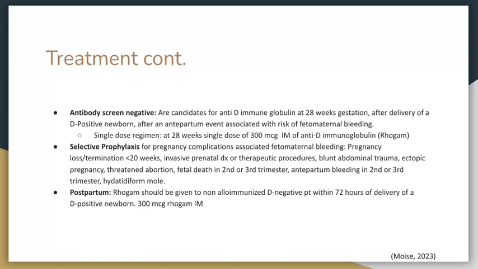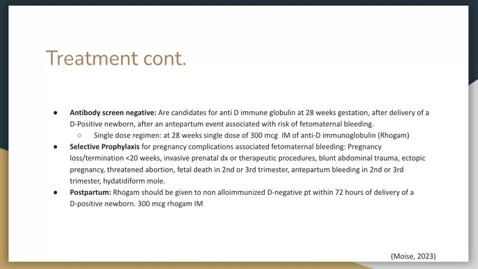And then it is also selected for prophylaxis if there's a pregnancy complication that's associated with fetal-maternal bleeding, such as pregnancy loss or termination, whether that is first trimester, second trimester, anything less than 20 weeks, invasive prenatal testing, therapeutic procedures, blunt trauma to the abdomen, ectopic pregnancy, threatened abortion, fetal death in the second or third trimester, or bleeding in the second or third trimester. You would want to give that RhoGAM as well, which would be the 300 micrograms IM.